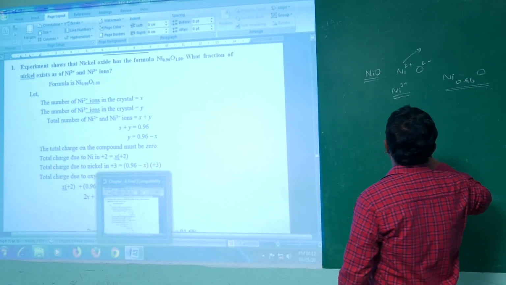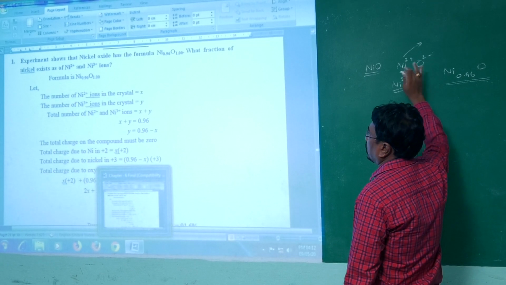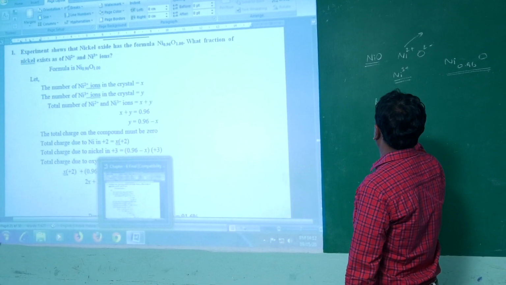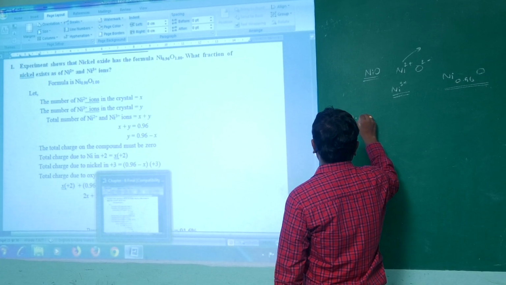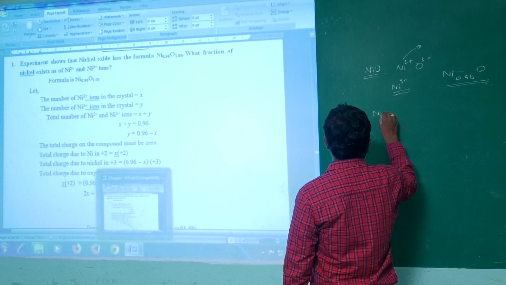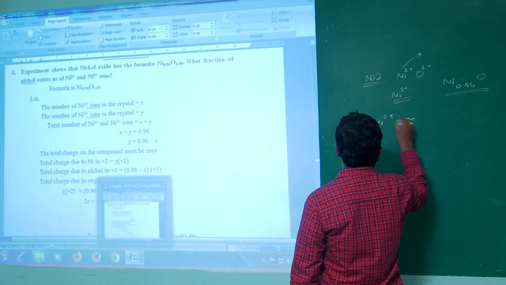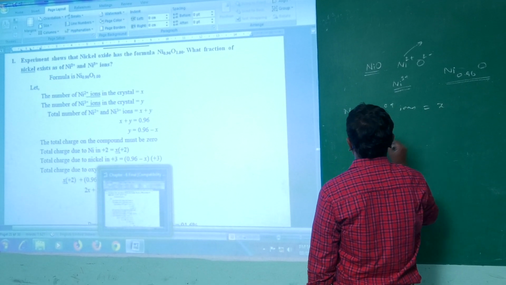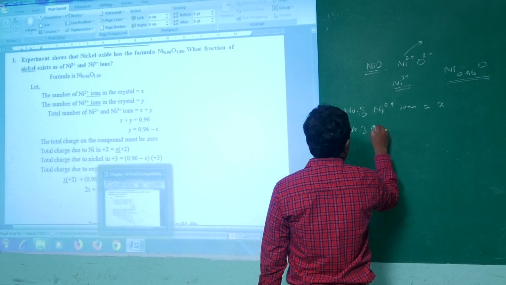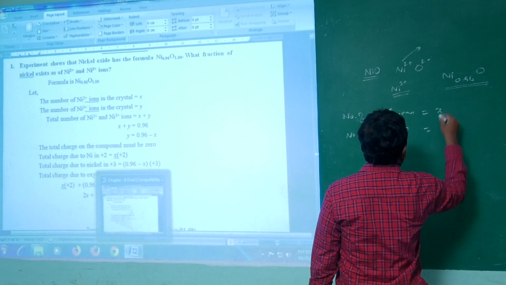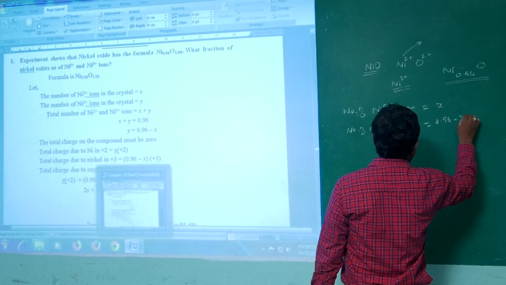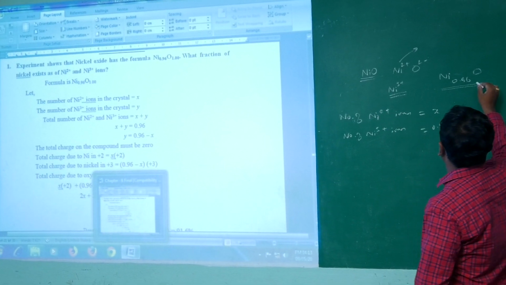So, what about the number of nickel atoms here? Let the number of Ni2 plus ions be X. What about the number of Ni3 plus ions, which will be 0.96 minus X, because totally only 0.96.